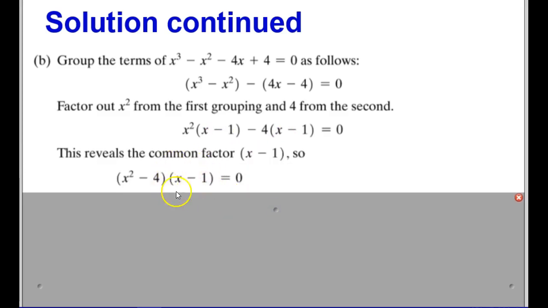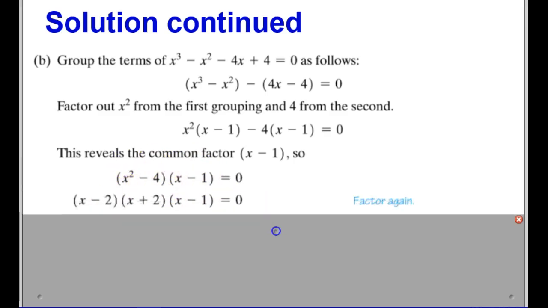So I have my (x minus 1), and I have (x squared minus 4). Well, I notice again that I have the difference of two squares. So I've got x squared minus 4, which I can then factor out to (x minus 2) and (x plus 2).